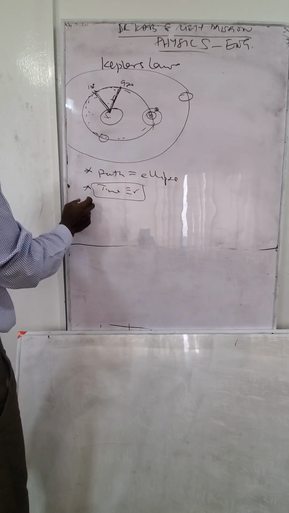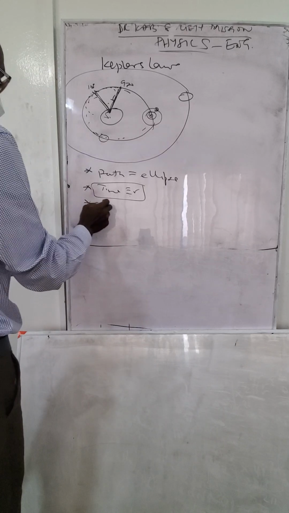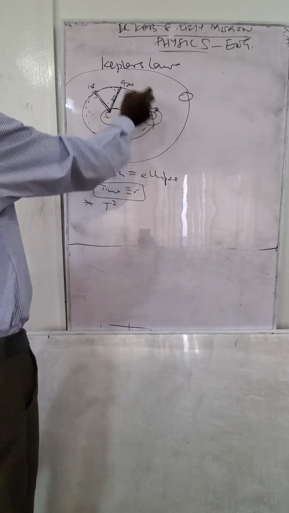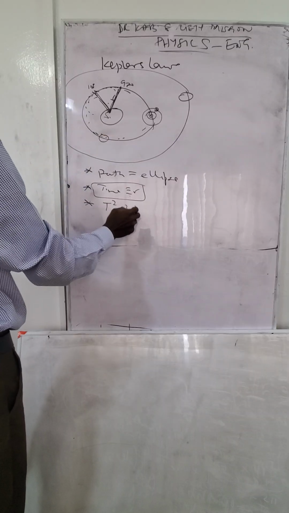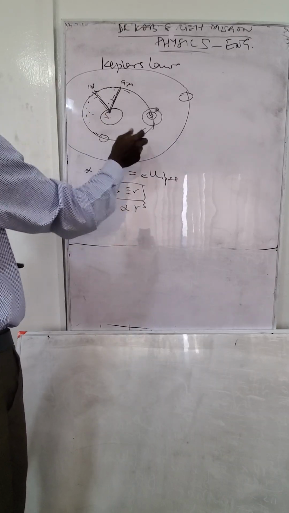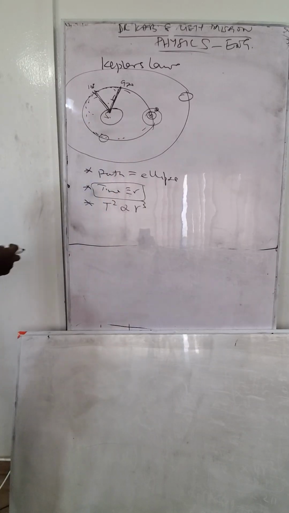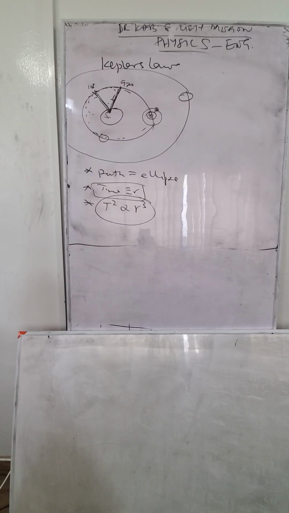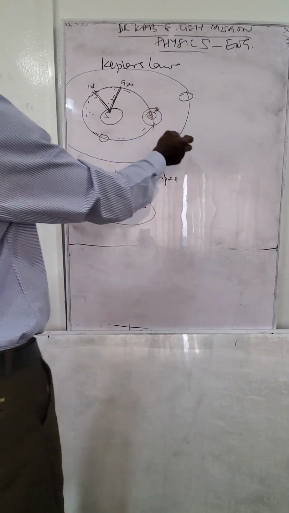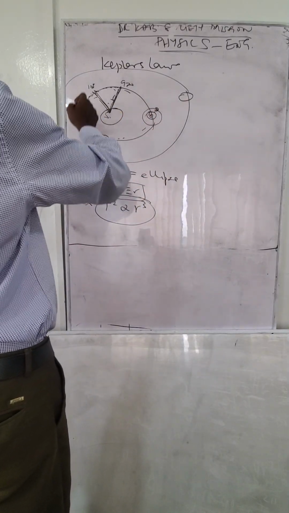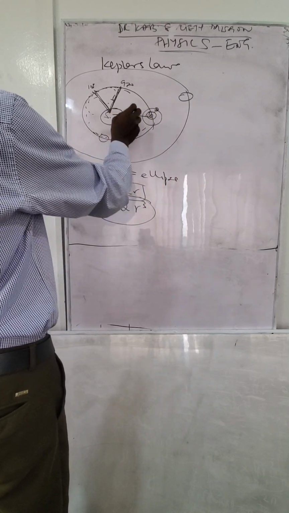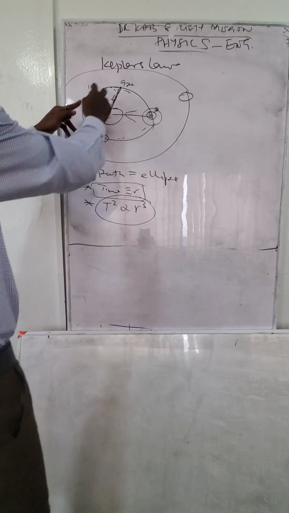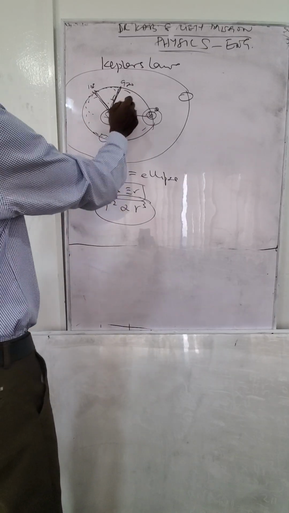And the third part, he realized that the square of the period, the time taken to make one revolution, was proportional to the cube of the distance between the sun and the heavenly body. Now we are going to look at how we arrived at this, and how by mathematics we can arrive at this deduction. If this is the earth revolving around the sun, there is a force directed towards the center. Assuming this is a circle, that force directed towards the center we call the centripetal force.